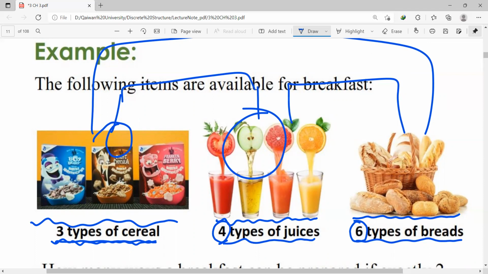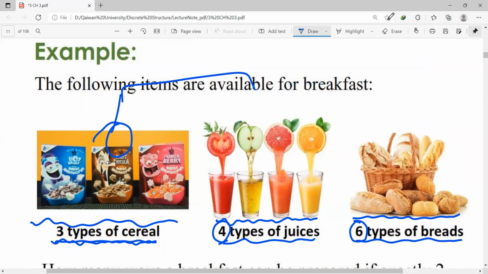We cannot choose both items from the same group. I mean, we cannot choose both from the cereal, or both from the juices, or both from the breads. We must choose 2 different items from 2 different groups. We have only 3 options.